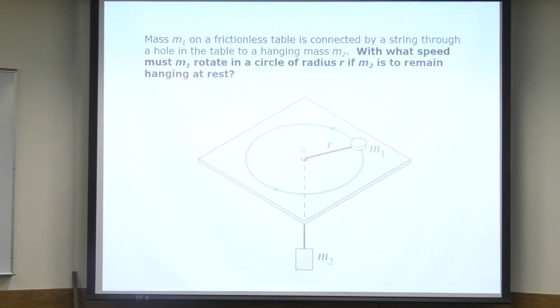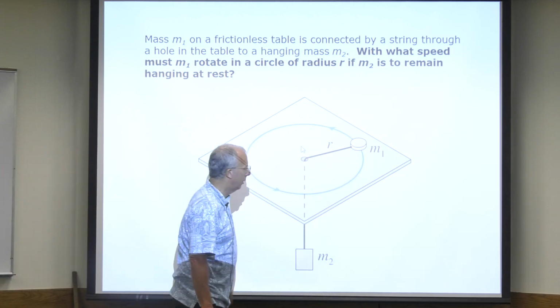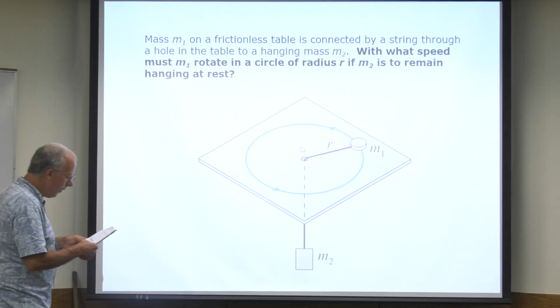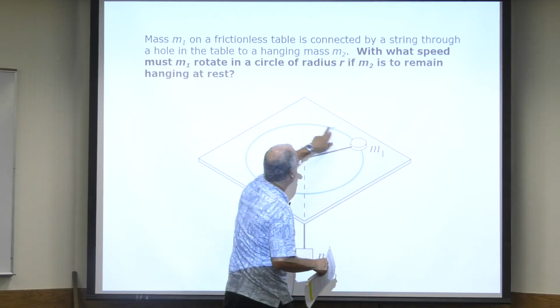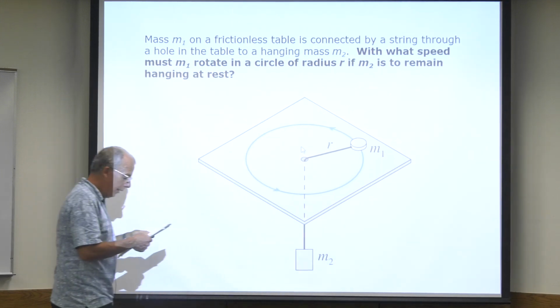Okay, mass M1 on a frictionless table, thank goodness, is connected by a string through a hole in the table to a hanging mass M2. With what speed must M1 rotate in a circle of radius r if M2 is to remain hanging at rest? Oh boy! All right, now let's just think about it. What would happen if M1 were not moving at all? Well, M2 would fall, right? So obviously, if M1 is moving, maybe there's some particular speed where M2 doesn't move.